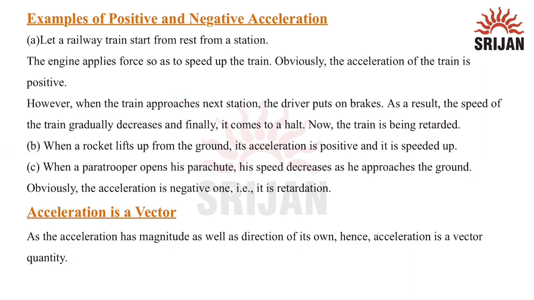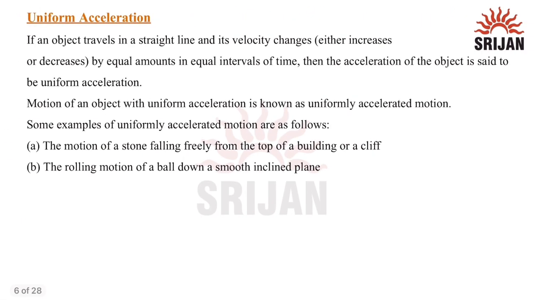When a rocket lifts up from the ground, its acceleration is positive and it is speeded up. When a paratrooper opens his parachute, his speed decreases as he approaches the ground. Obviously, the acceleration is negative and it is called retardation. Acceleration is a vector as it has both magnitude as well as direction of its own. Hence, we can say it is a vector quantity.